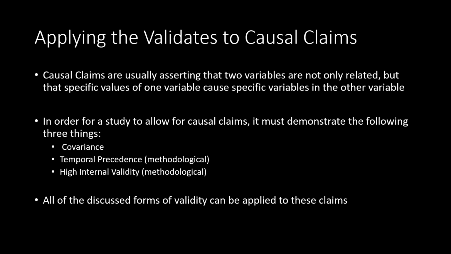Finally, high internal validity. Along with asking about construct validity, statistical validity, and external validity, we can now ask about internal validity. This is how well we can rule out alternative or other possible explanations for why a cause and effect relationship exists. If we cannot rule out alternative explanations, then it becomes really hard to actually make this cause and effect claim.